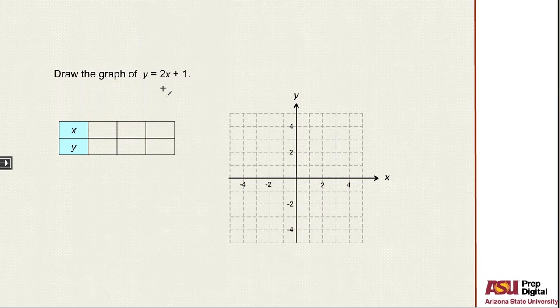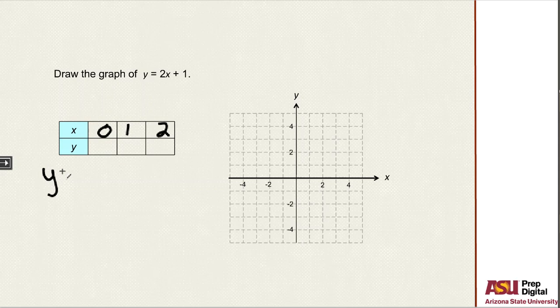If there's no fraction to worry about, I usually just pick like 0, 1, and 2. Now you can choose any three numbers right here, but obviously you want it to fit on the grid. So I like to pick smaller numbers that are easy to work with. Now to get our outputs, we simply plug these inputs into our rule.